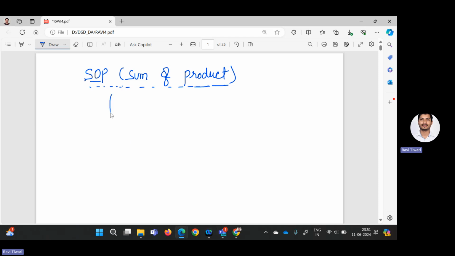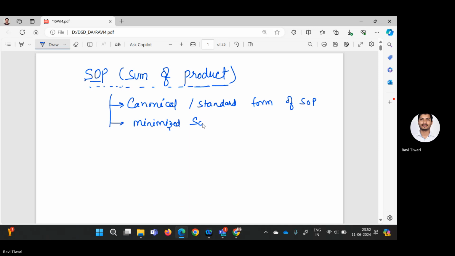Now we can classify SOP into two parts. First one is the canonical and standard form. Sometimes it's called the canonical, sometimes it's also called the standard form of SOP. And another one is called the minimized SOP. So now we will start with the canonical form, the canonical or standard form of SOP.